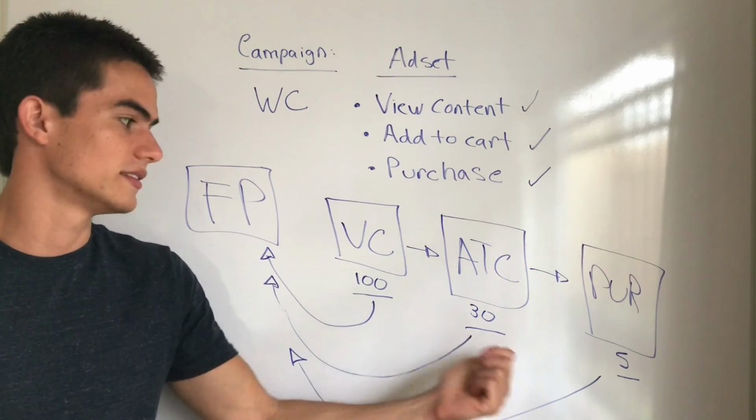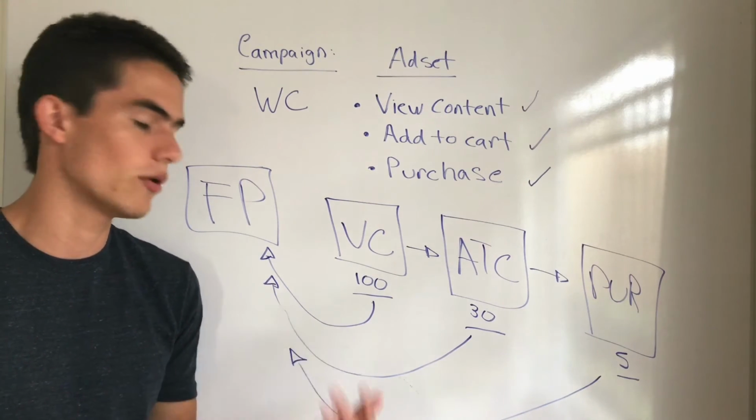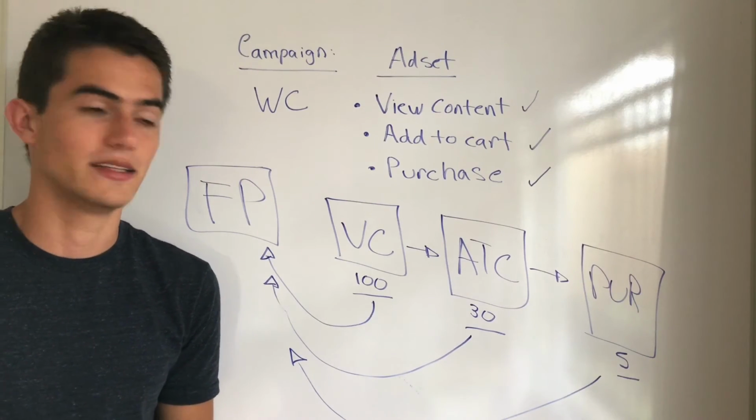Now create a new ad set and use the add to cart event. That will really help you out because you now have a winning product. You have a campaign that's profitable. You have an engaging ad.